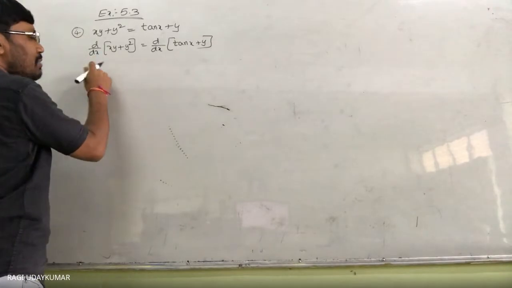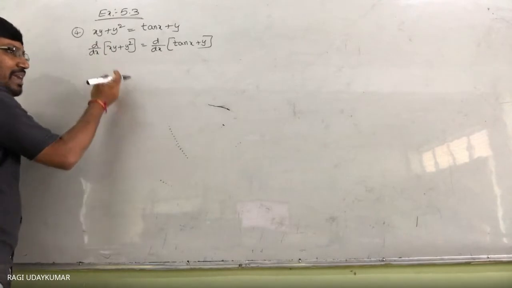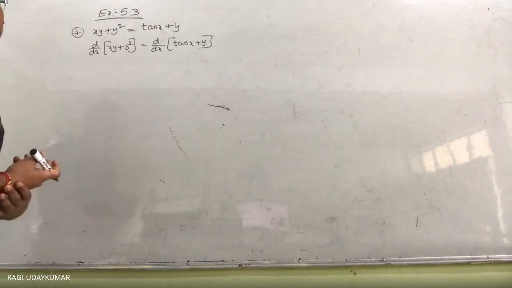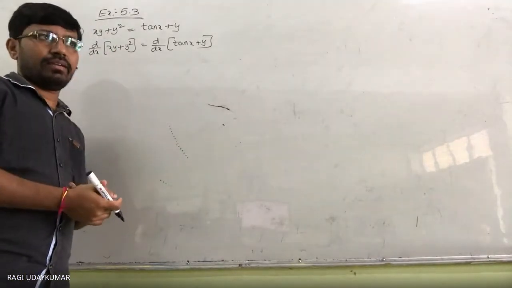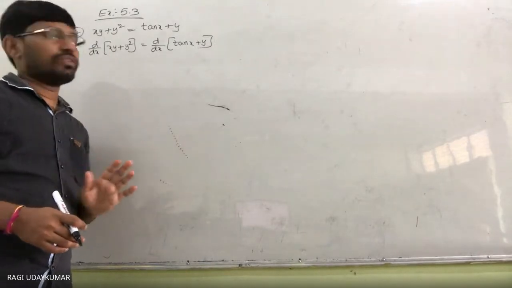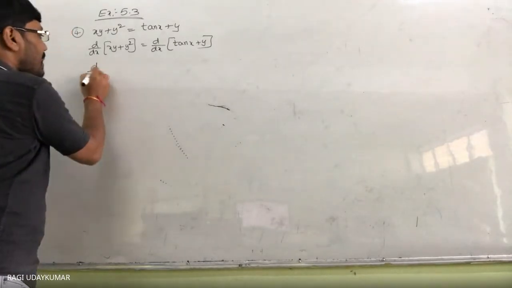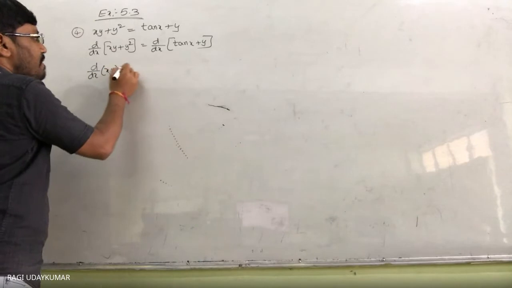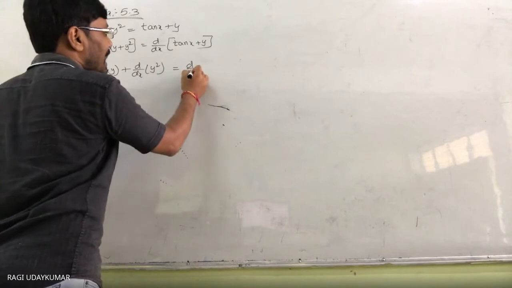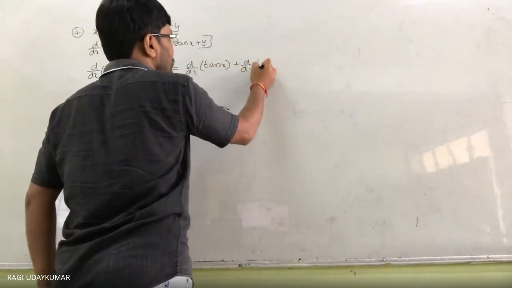So what do you get here? d by dx of xy. Here x is the variable, and y is a function in terms of x. That means you need to take y also as a function of x. So in this situation, d by dx of xy should be taken into consideration, plus d by dx of y square. Now here also d by dx of tan. It is not necessary to write every step like this, but as it is the start, you can write.